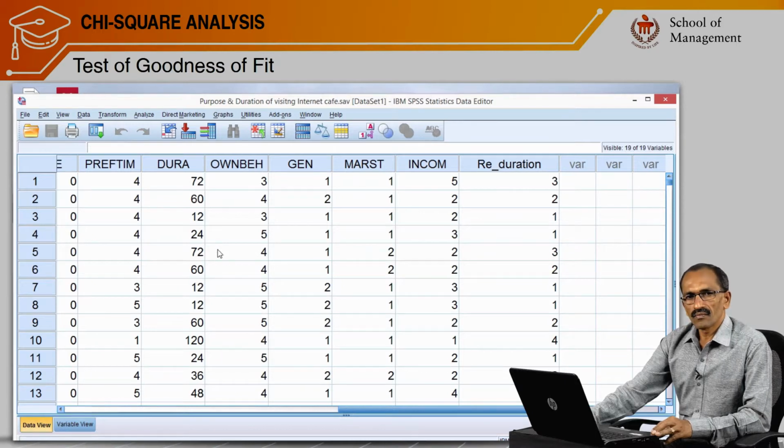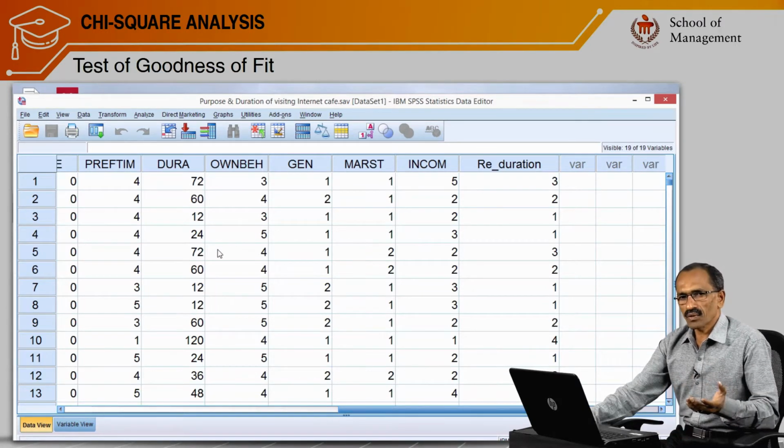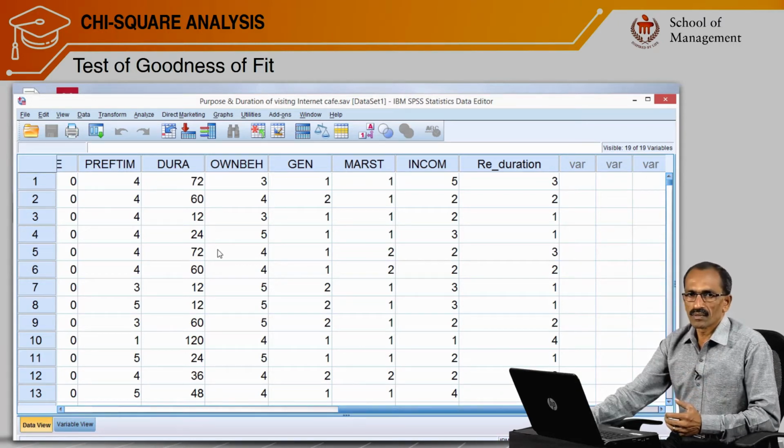Let's say we have collected 100 samples from 4 categories of professionals, and the researcher may wonder whether the 4 professional categories have got equal representation. That means whether each professional category consists of 25 samples. That we call an ideal distribution of sample.